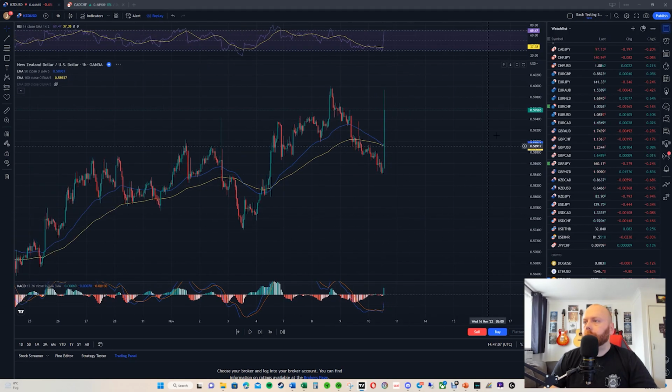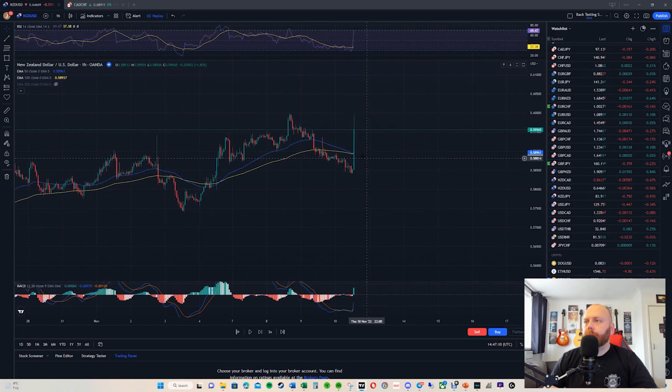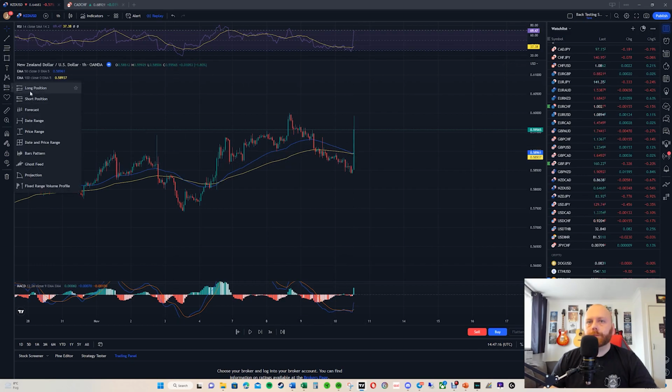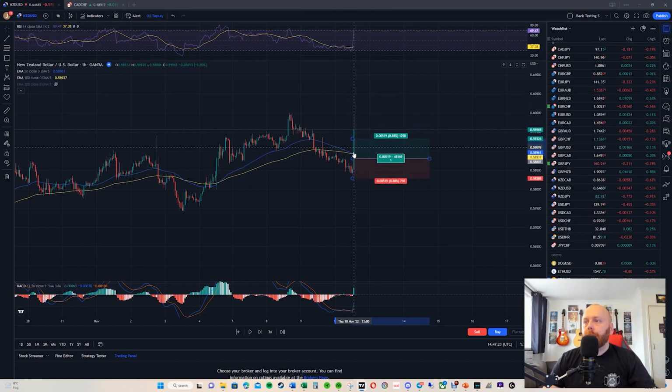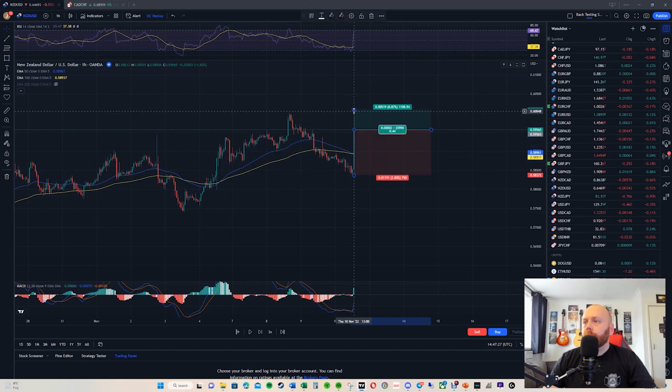Wow, okay, so probably just missed this entry. We could have easily got in, if we were watching this live, somewhere around about here. But the fact that this 1 hour candle is closed so far upwards, this really wouldn't be a realistic opportunity because I would be looking for my take profit somewhere around here.